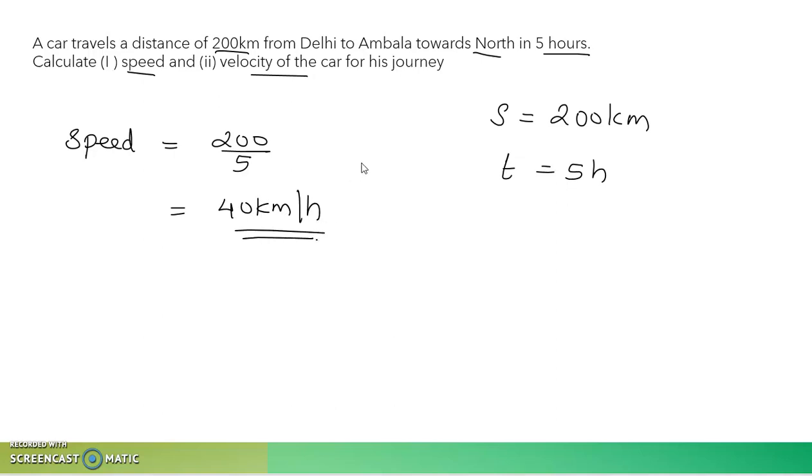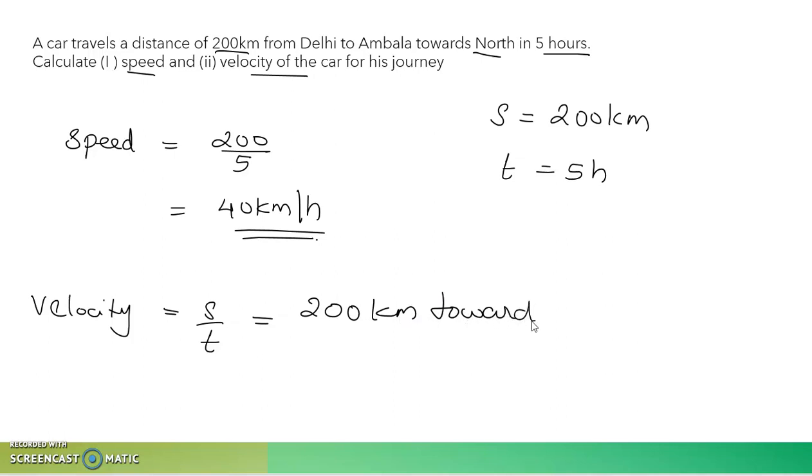hour. See, when we talk about a vehicle traveling, we take the speed in kilometer per hour, right? Because if you take it in meter per second, it's going to be a very small unit. So, we take the higher unit of speed, that is kilometer per hour. What about the velocity? He is traveling from Delhi to Ambala in north direction. So, velocity is equal to displacement by time. You have to write the formula, displacement by time.